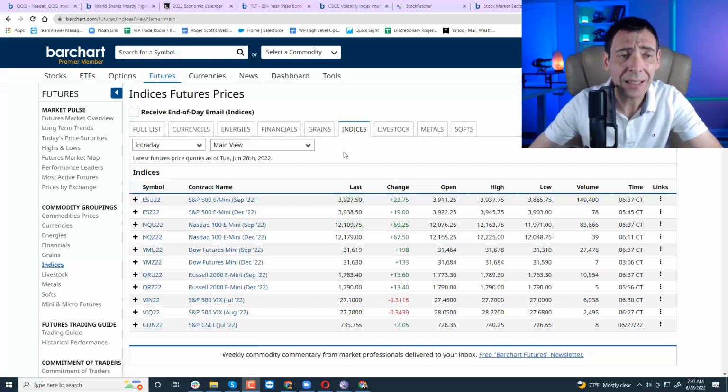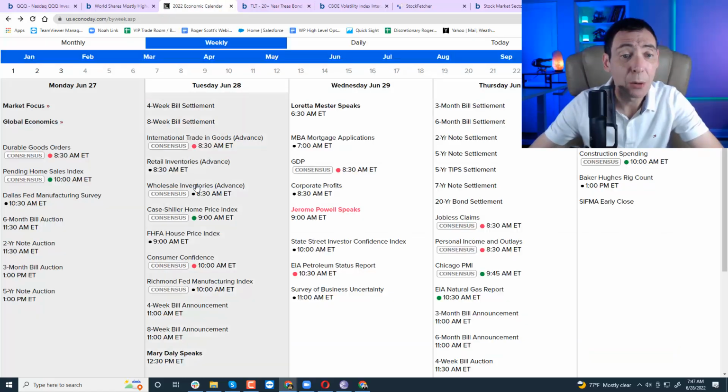Now, let's get into today's analysis. We've got some interesting things on the table today. We've got international trades in goods and services. This will give us a good idea of how the supply chain issues, more so than the inflation, is impacting the global supply chain right now. This will be very interesting for consumer staples, I believe.